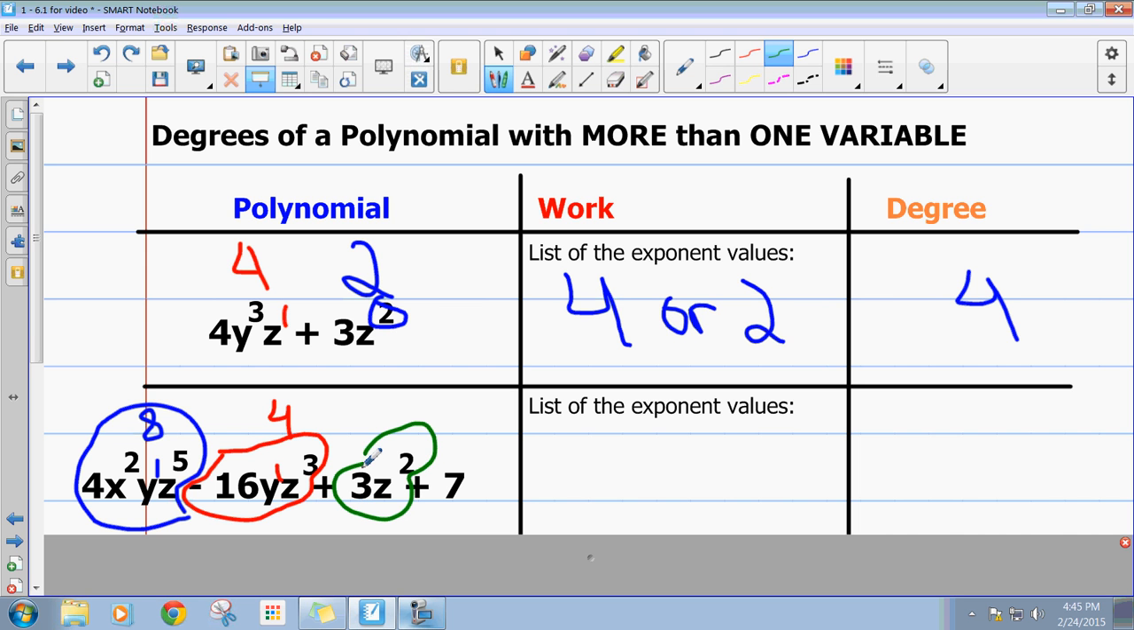3z to the power of 2 only has one variable and one exponent, the 2, and 7 does not have a variable, so it does not have a term to consider. Then we ask ourselves, which is bigger, the 8 or the 4 or the 2? And by now, I'm hoping it's becoming a little obvious that the 8 is the biggest.